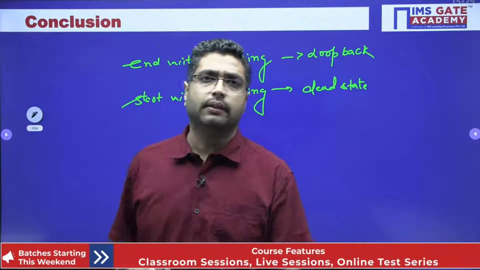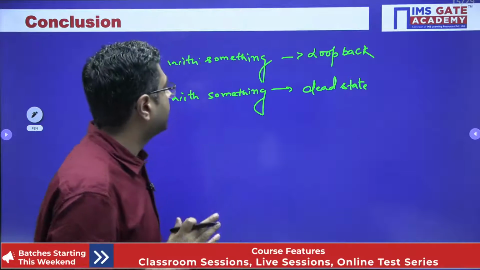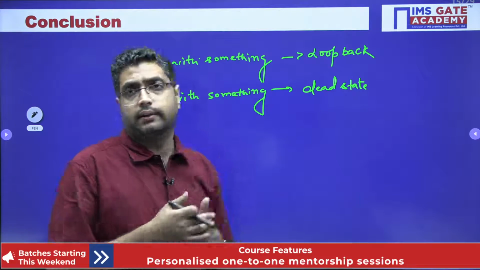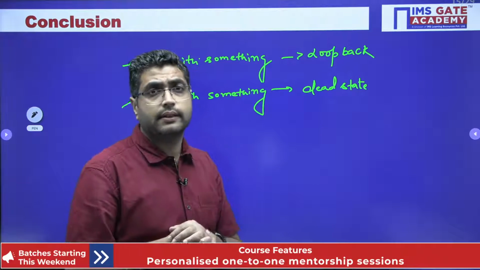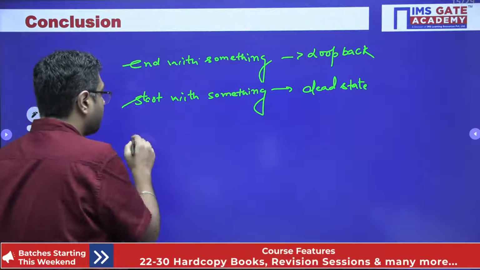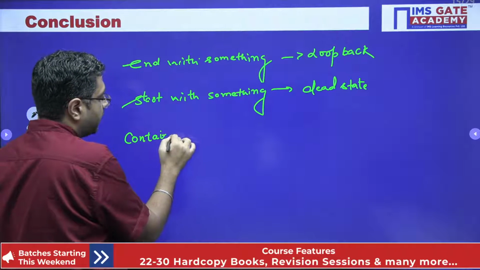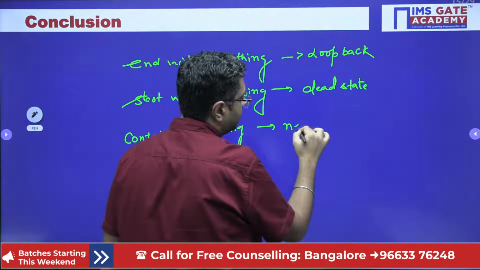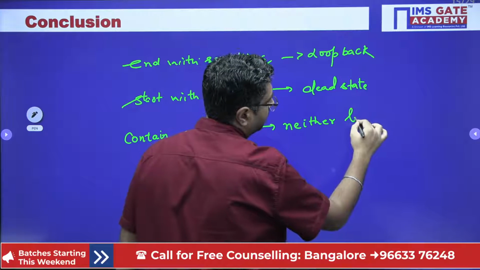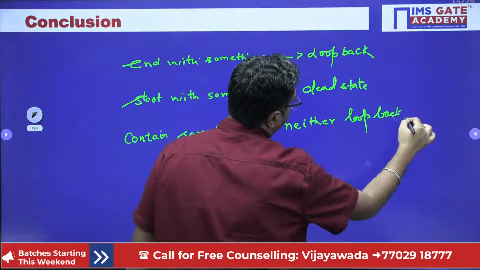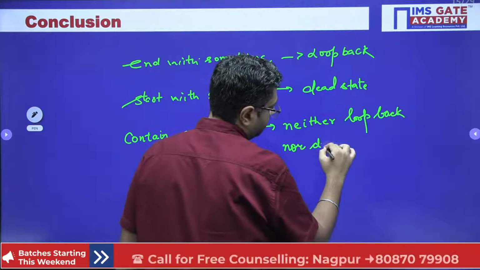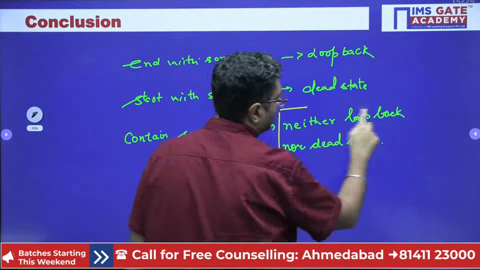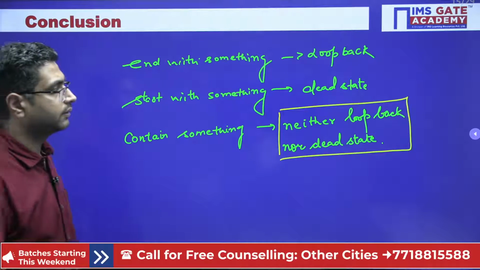What will that dead state represent? That dead state is representing what if you are not starting with the something which you want. So therefore, you will always have a dead state to represent all those strings. Now, if it is contain something, in that case, neither will you have the loop back, nor a dead state. So here neither you will have the loop back nor the dead state, right?